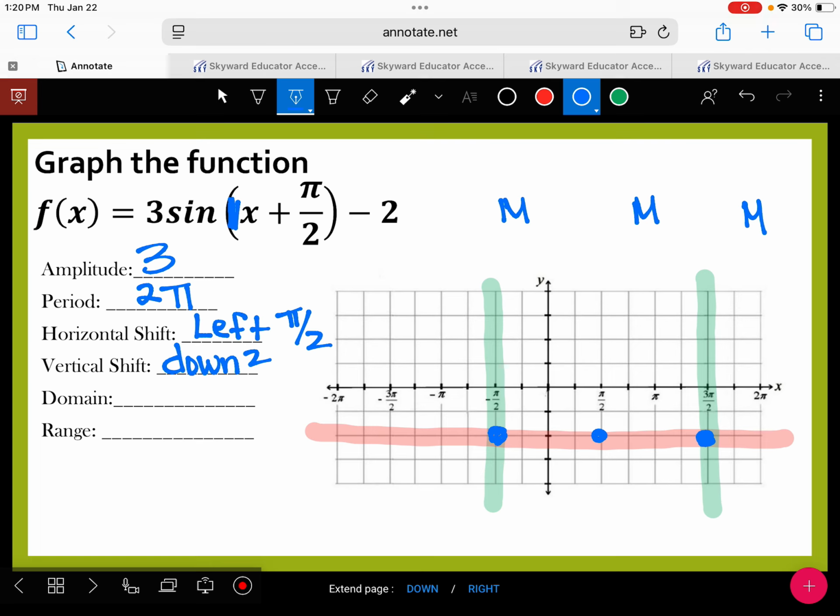Now, I need to go in between my first and third point. Well, I'm calling this a third. Between these 2 points, I have to go up. When I hit this point right here, how many hops up do I go? What's my amplitude? 3. So from this point, go up 3. 1, 2, 3. So you're right there.